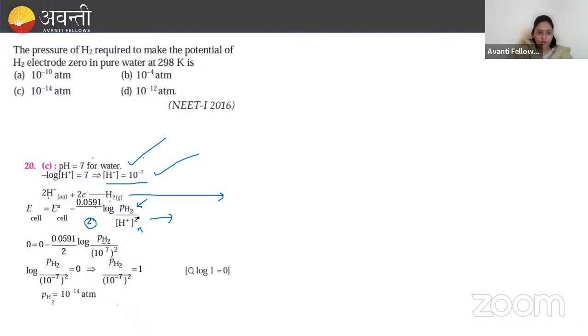There were two, so I have written the square here. What is given here? E cell is 0. The electrode potential is 0. E naught cell is also 0. Then 0.059 log of pressure of H2, which we don't know, that is what we need to calculate. And the concentration we found is 10 raised to minus 7, with the square. Solve this problem. Log of pressure upon this term, you will get pressure equal to 10 raised to minus 14 atm. Any doubt in this? Yeah, next problem.